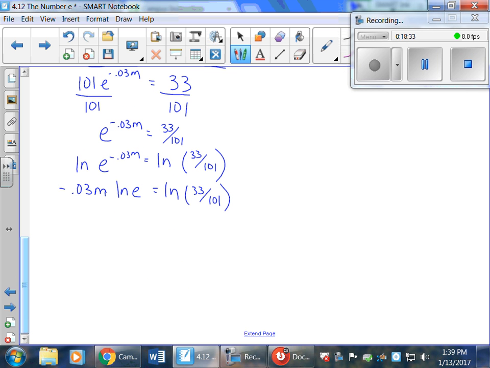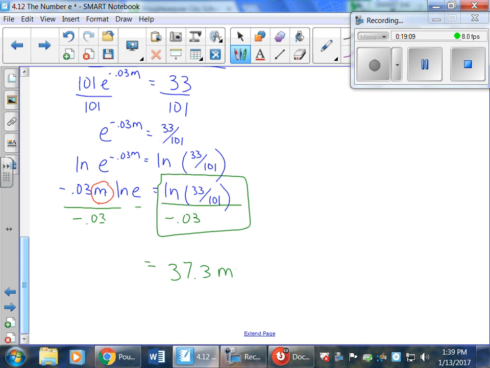At this point, remember we're solving for m. This is what I need to isolate. So I'm going to divide by whatever's left, so there's negative 0.03 ln of e. Divide both sides by negative 0.03. Well, the ln of e we know is 1, so we can actually just get rid of that. Then put this whole thing right into your calculator, and you will come out with 37.3 minutes. We should put m equals.